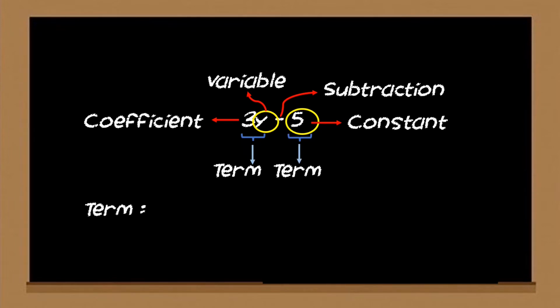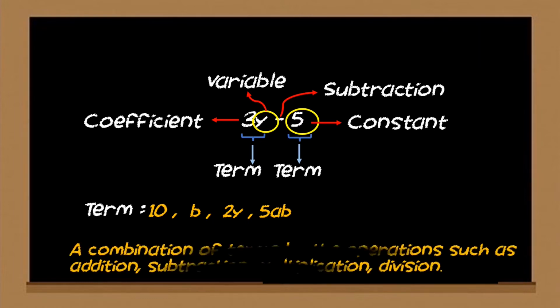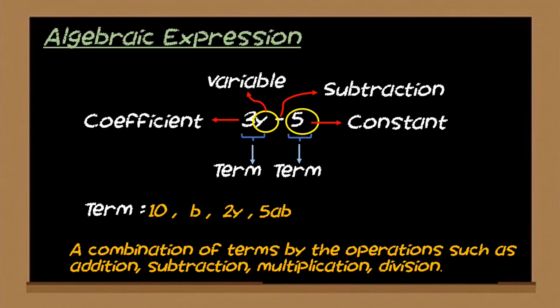The term is a part of an expression. That may be a number, a variable, or a product of both. Thus, a combination of terms by the operations, such as addition, subtraction, multiplication, division is called an algebraic expression.